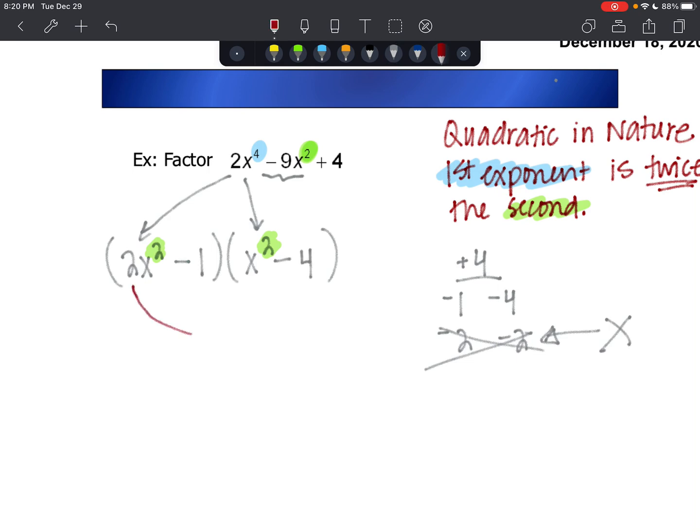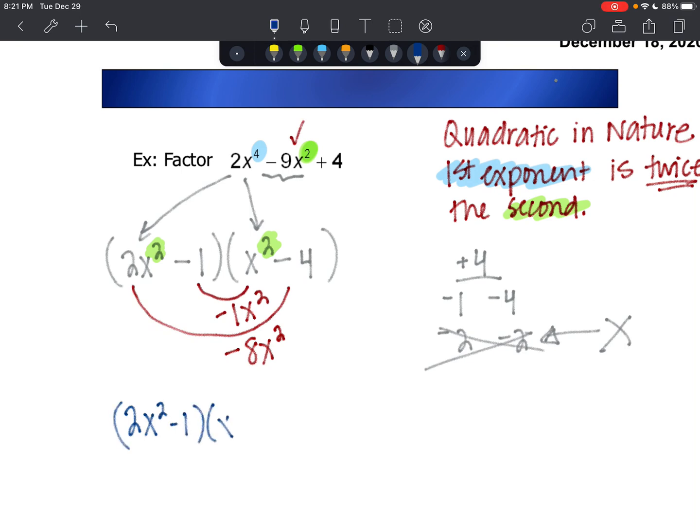Now I'm going to check. The outer is negative 8x^2: 2x^2 times negative 4 is negative 8x^2. Negative 1 times x^2 is negative 1x^2. Negative 1x^2 and negative 8x^2 is indeed negative 9x^2. Therefore, our answer is (2x^2 - 1)(x^2 - 4).